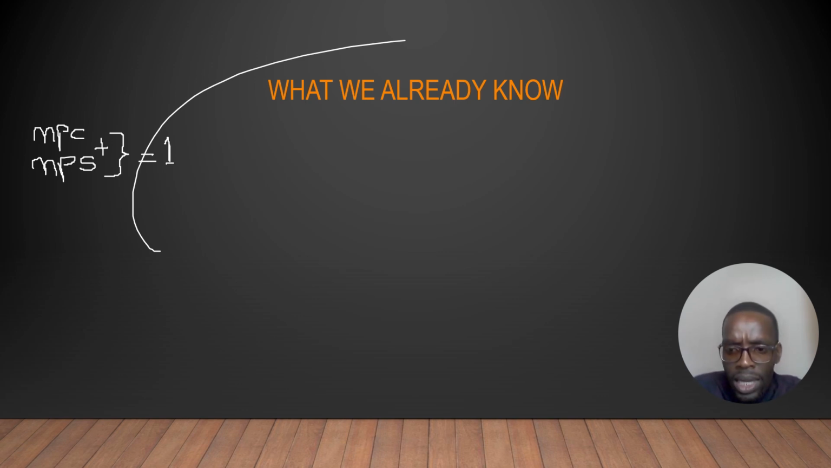Now, someone might be wondering, how then do we calculate the MPC, and how are we going to calculate the MPS? I'm just going to show you how we calculate the MPC here. The formula for calculating our marginal propensity to consume is a change in consumption divided by a change in income. So that's how we calculate our MPC.